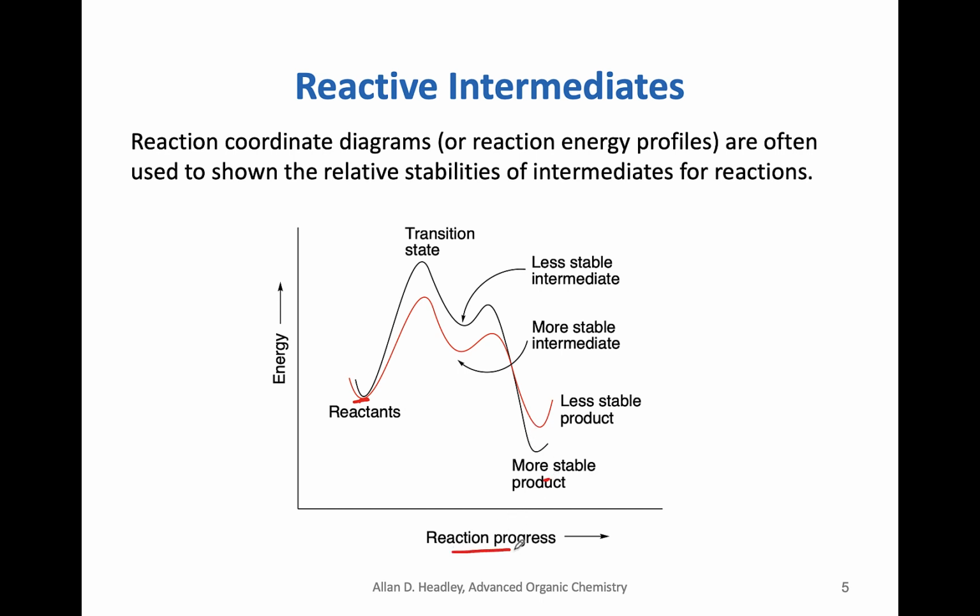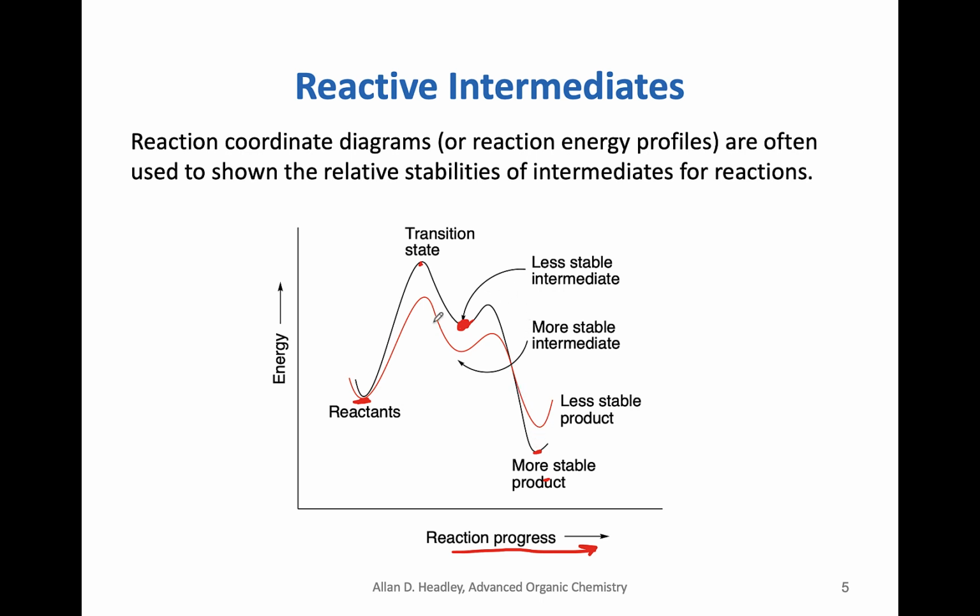And of course the reaction progress goes in this direction. So we have the reactants. In the first step we form a transition state and it goes to an intermediate. Notice this is an intermediate here, not the product. So that's step number 1. Then in a second step it goes on to give the product.